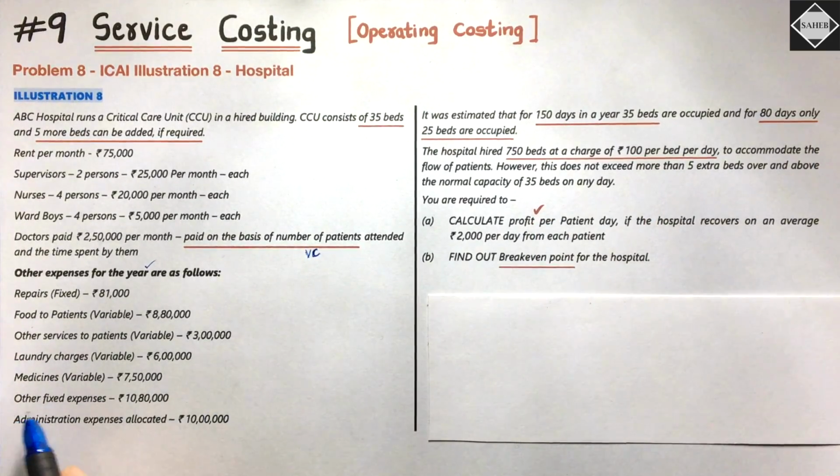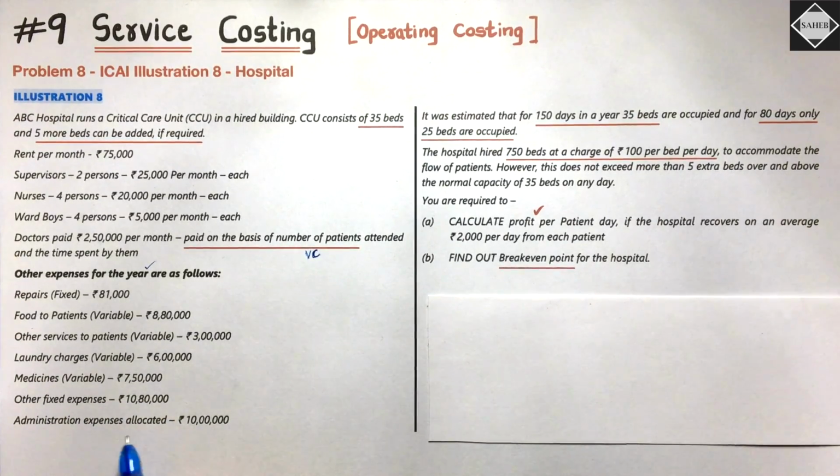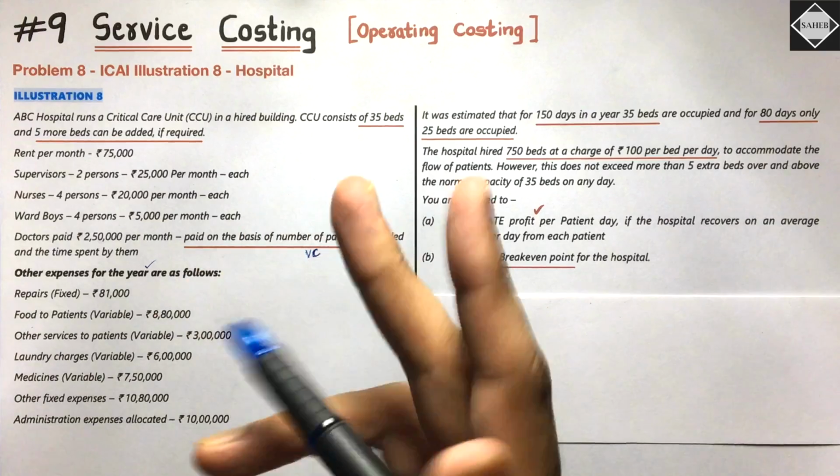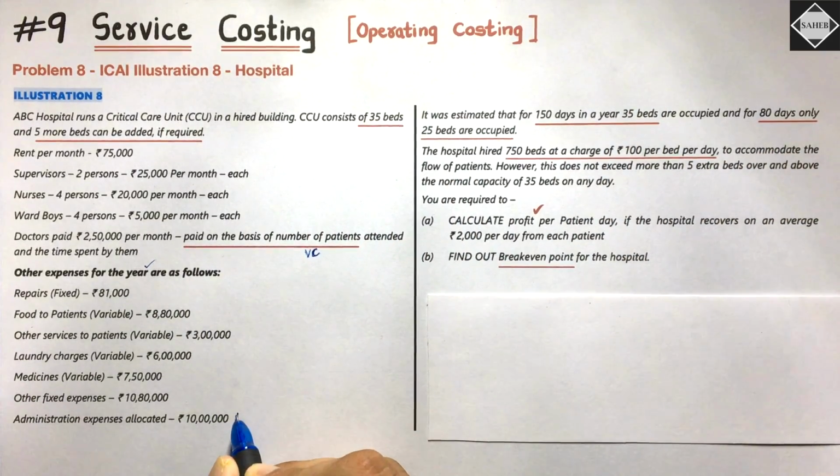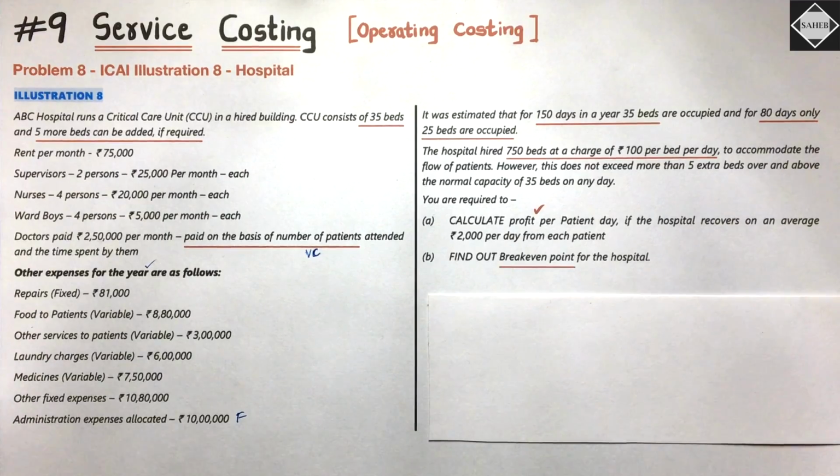Now see, other fixed expenses they have said 10,80,000, right? Then in administration they have not told you whether it is variable or fixed, but you have to understand, you need common sense. It is fixed only, this is not variable. Okay, right, simple. Then what?